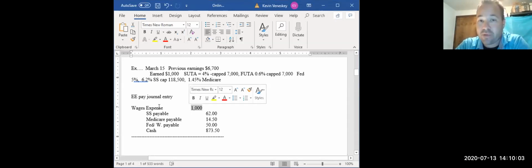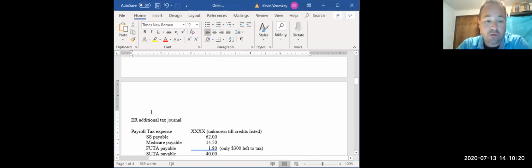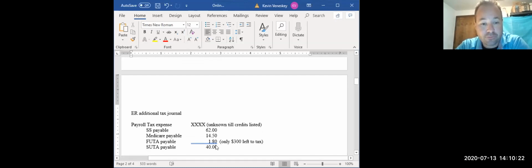Now, remember we said that there are 2 journal entries. This is just the first one. This is just showing your payment as the employee and then where the rest of your money is going to eventually go, to these 3 departments. Now we come down to journal entry number 2. Journal entry number 2, let's stop it right here.